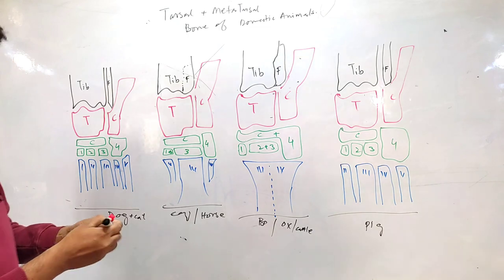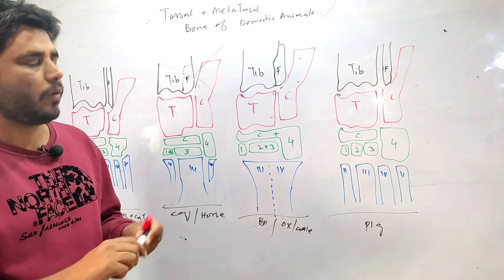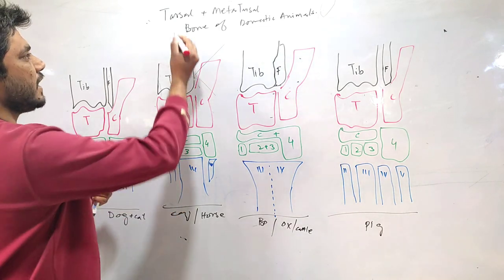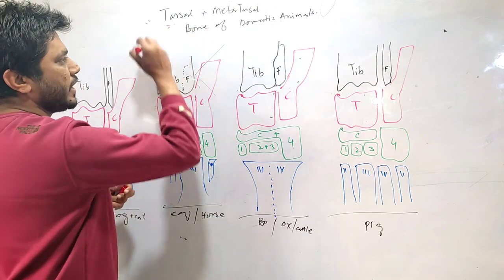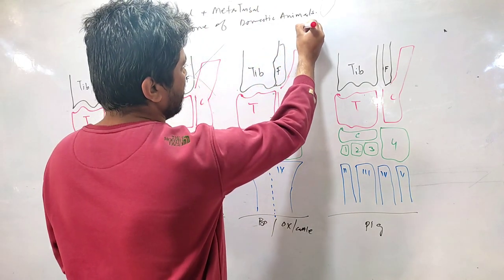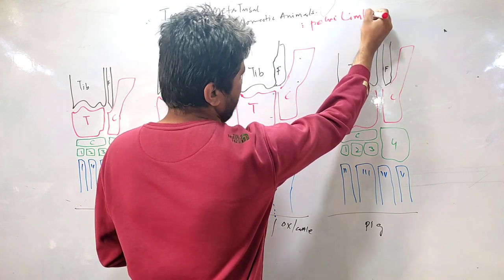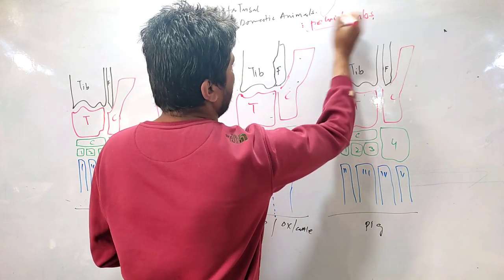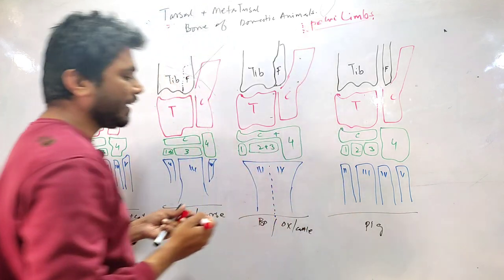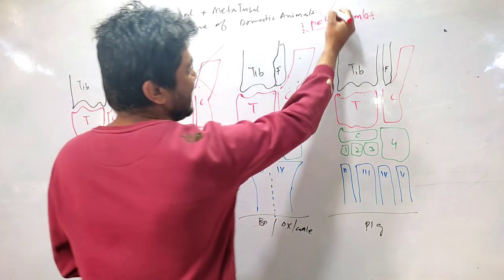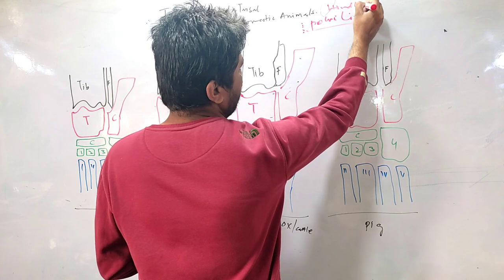Some basic things you already know. For example, tarsal and metatarsal bones are actually a part of what? Is a part of the pelvic limb, also known as the hind limb.